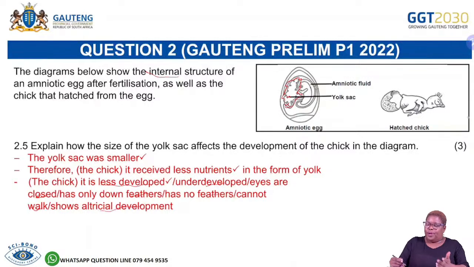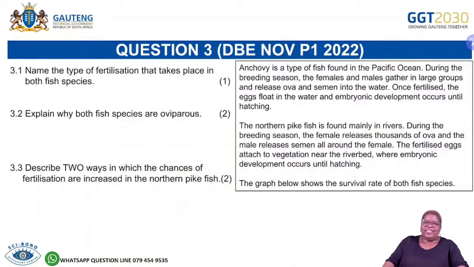So if you are to explain the size here, you also relate it to what? To the developing chick. So you respond on what is given here. You're given the amniotic egg, you're given the hatched chick. So you're explaining how the size of the yolk sac affects the development of the chick in this diagram. So mostly when you are given diagrams, you must answer based on what is given, not on generic.